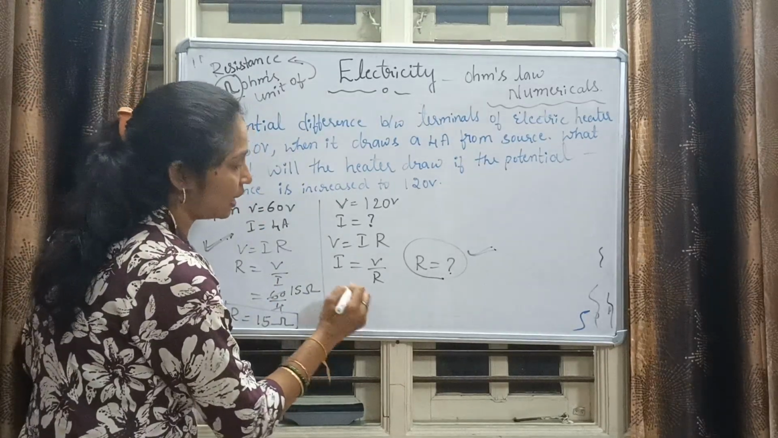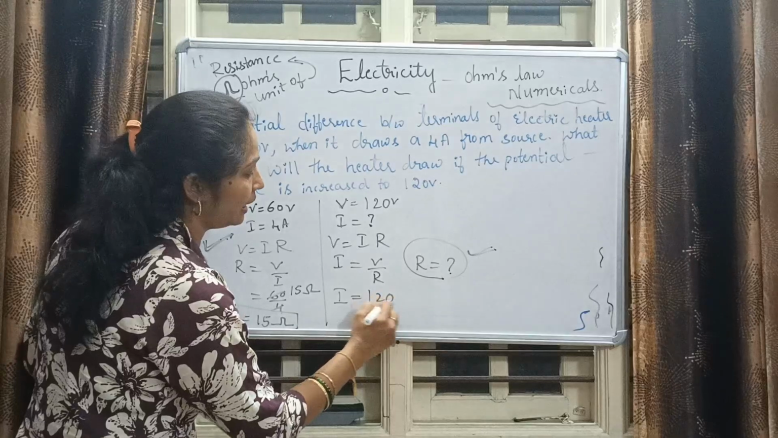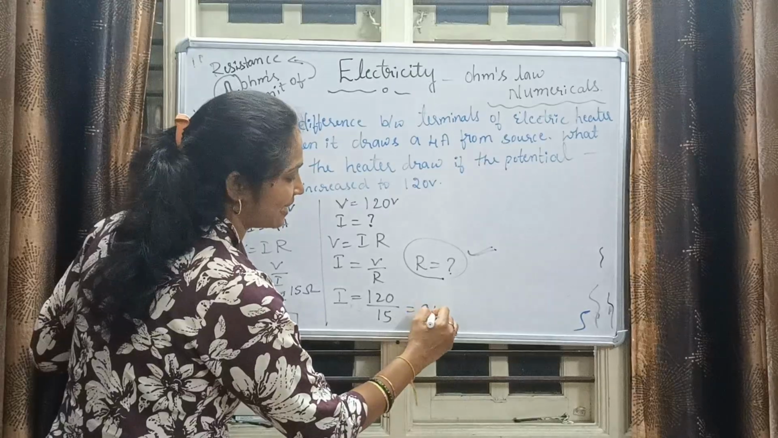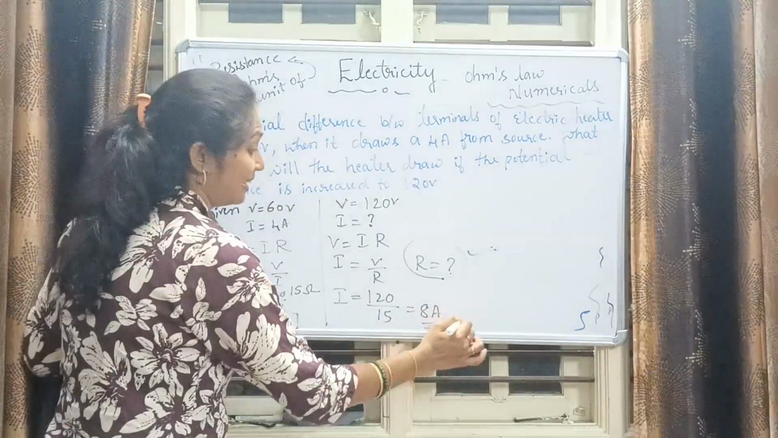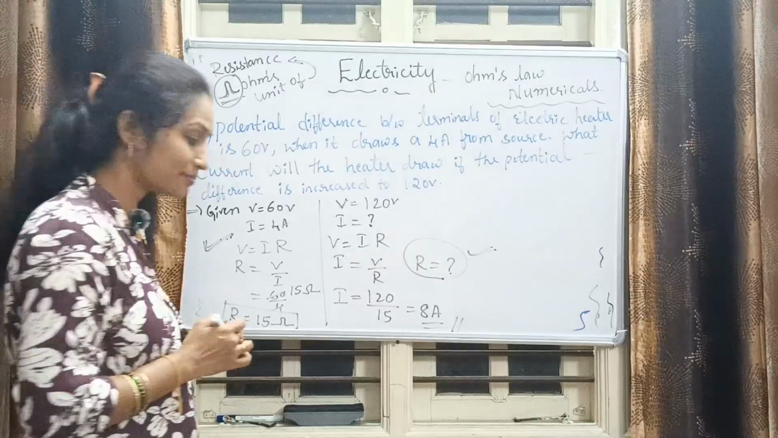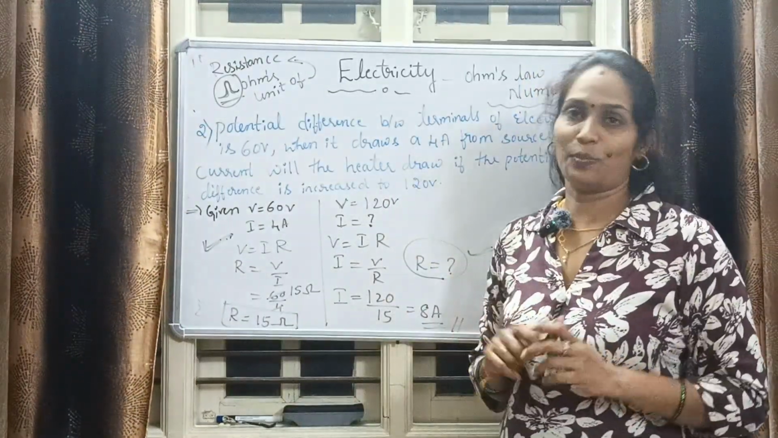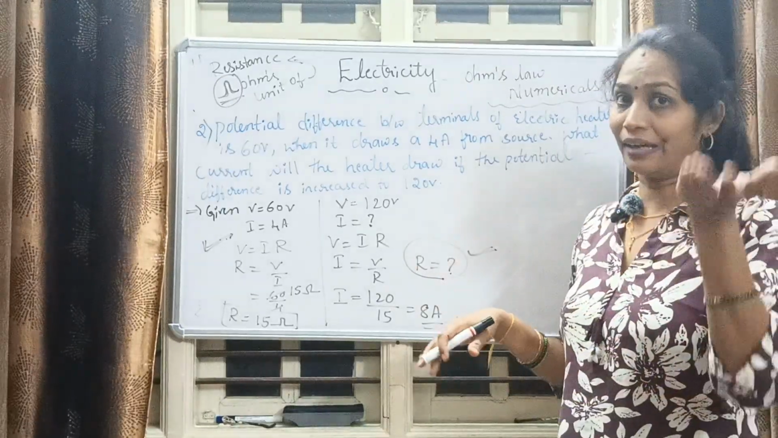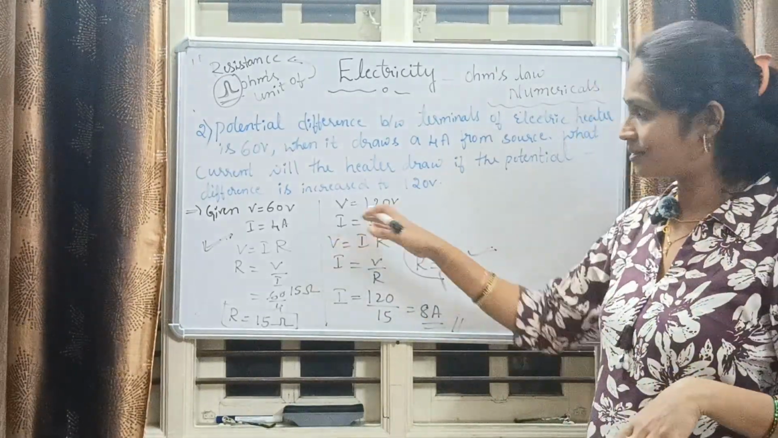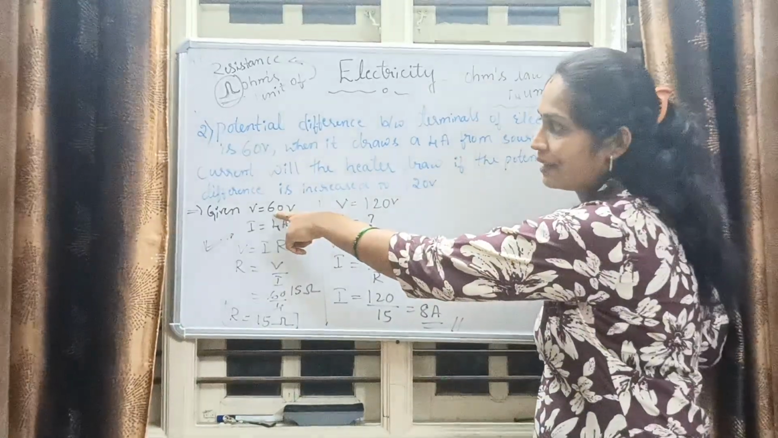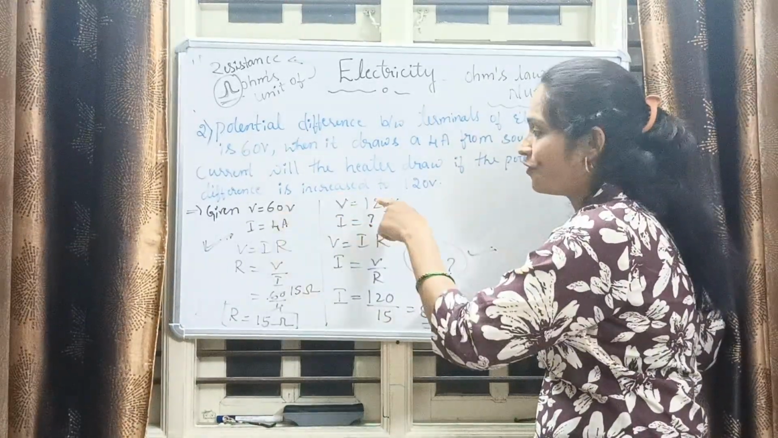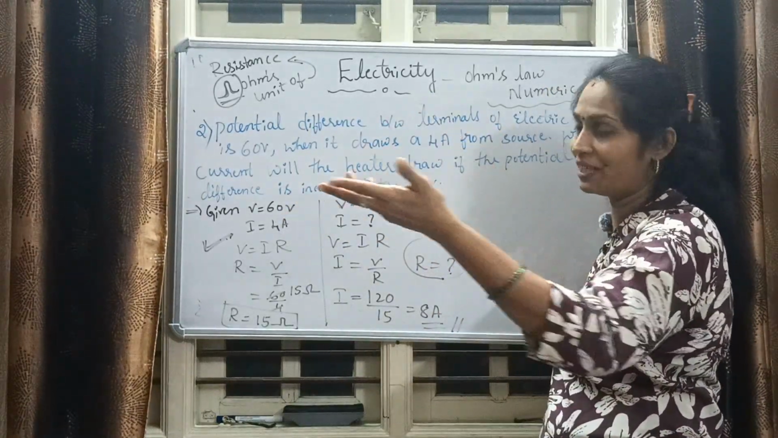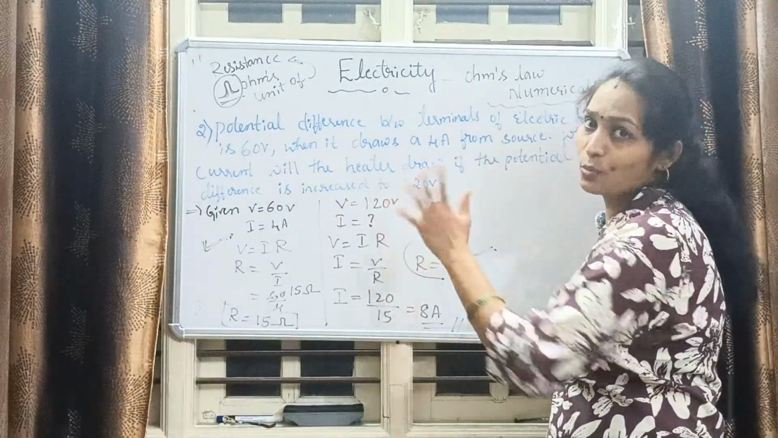Now, I is equal to, what is V? 120 divided by 15. How much is it? 8 ampere. There is one logic in this problem. What I told you in the explanation of Ohm's law: when potential difference increases, current also increases. Just look at the problem. 60 volt of potential difference is increased to 120 volt. That means it doubled. 60 into 2 is 120 volt.